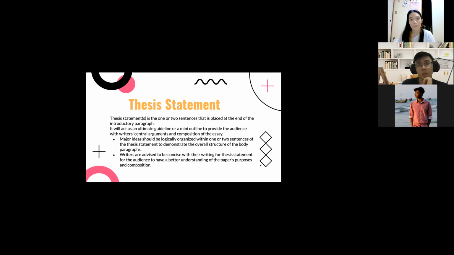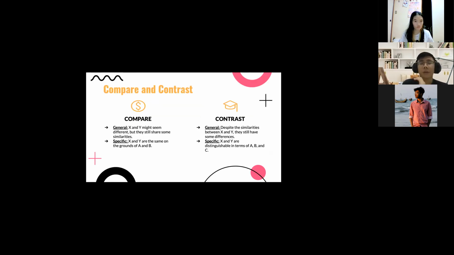So now we're jumping straight to the formulas. The first type that we're going to go through is compare and contrast. So can anyone tell me what's the difference between comparing and contrasting? Based on your own knowledge, what is the difference between comparing and contrasting, or your understanding of each?